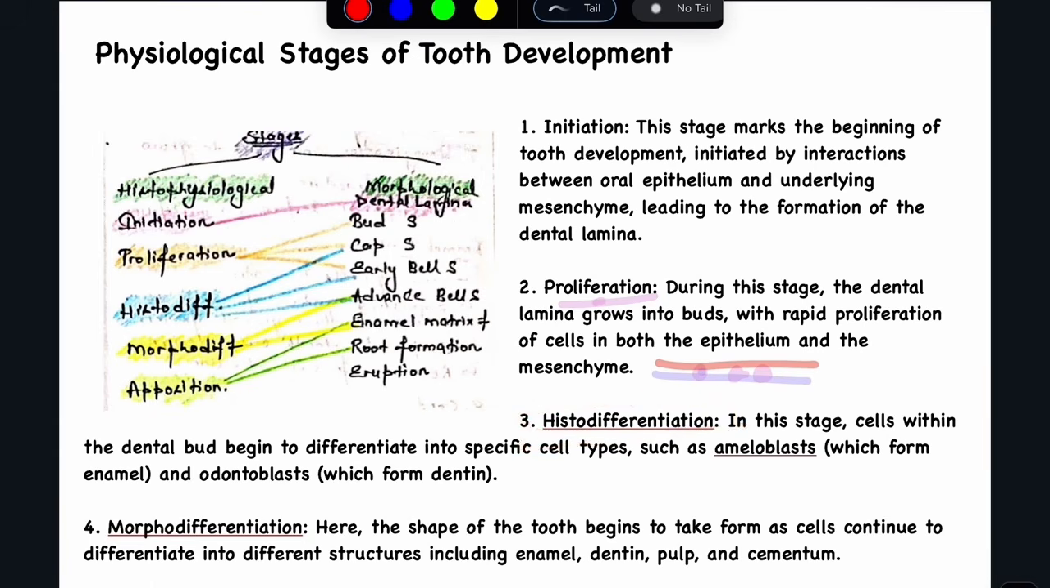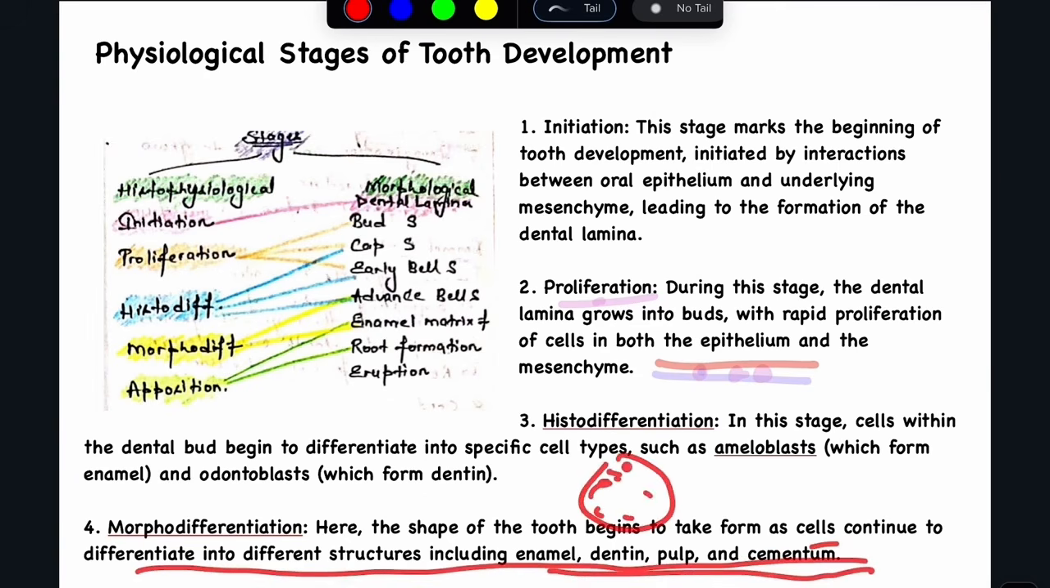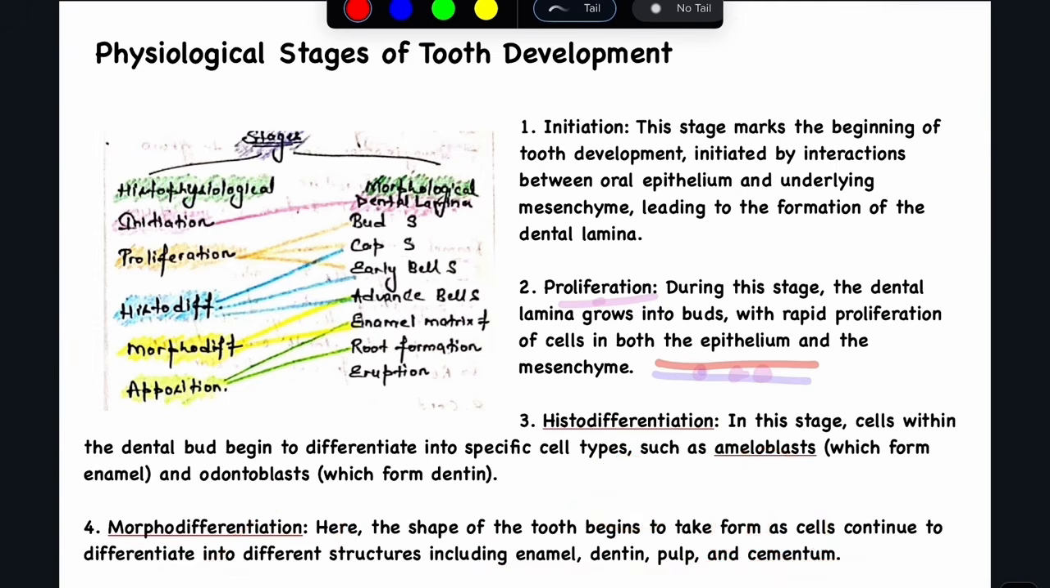Okay, and morphodifferentiation. Here the shape of the tooth begins to take form as cells continue to differentiate into different structures including enamel, pulp and cementum. Right now there were things going on internally, but in the morphodifferentiation it will take the form of the tooth that is going to be formed. So this is the morphodifferentiation. And the apposition stage. In the final stage, the enamel, dentine, cementum and pulp are deposited in successive layers, resulting in the formation of the fully developed tooth.